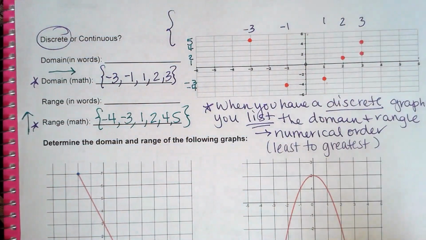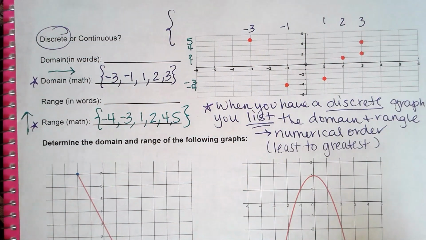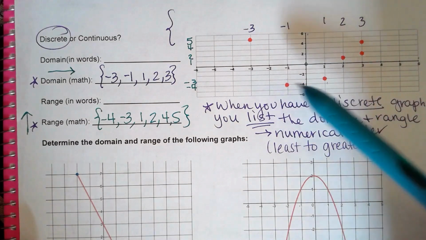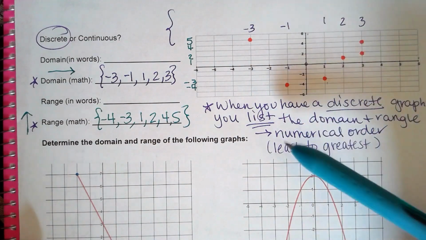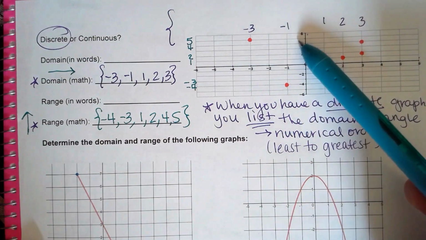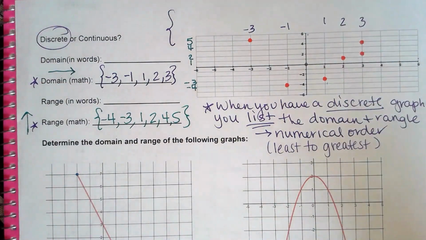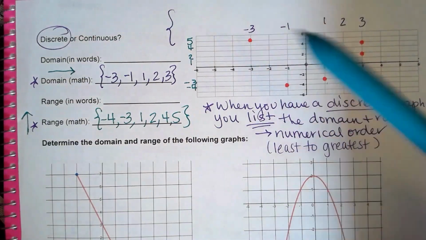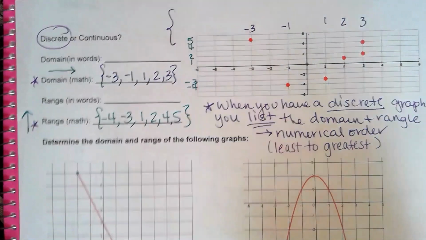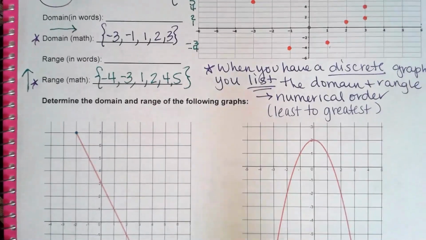So again, the reason why we can't use inequalities there is because it's not covering everything in between. Like if I said that it was between -3 and -1, these aren't connected. So there's no part of the graph between -3 and 1. It's only at -3 and at -1. Okay?